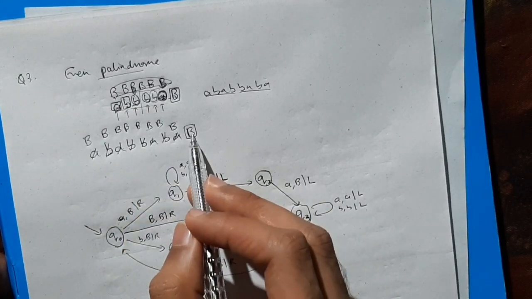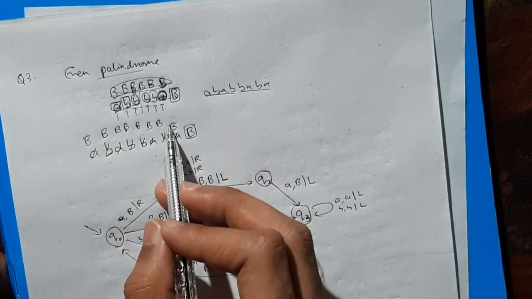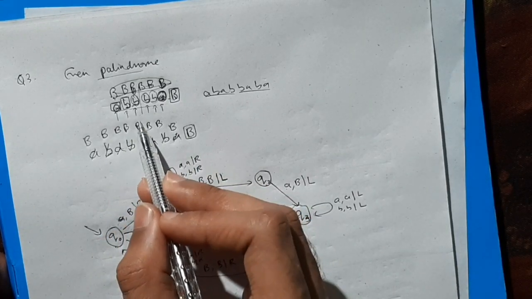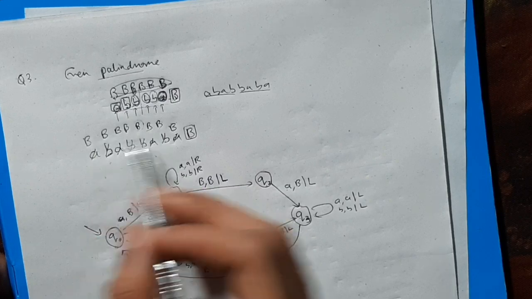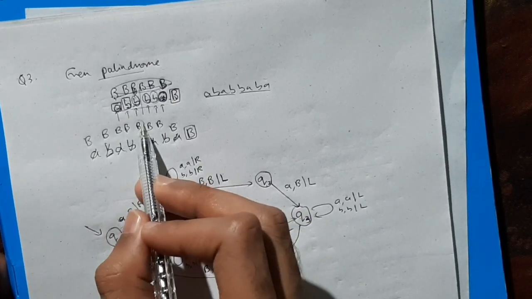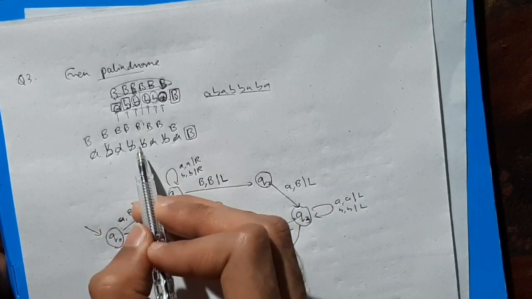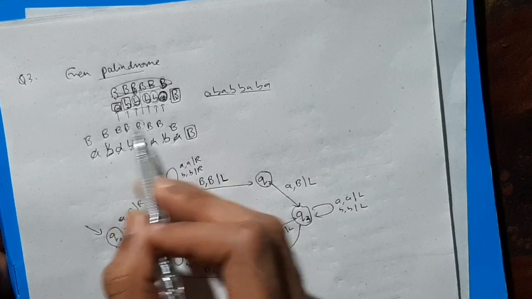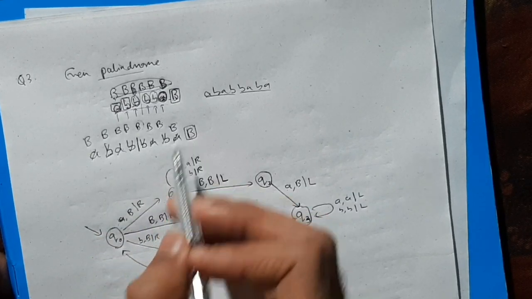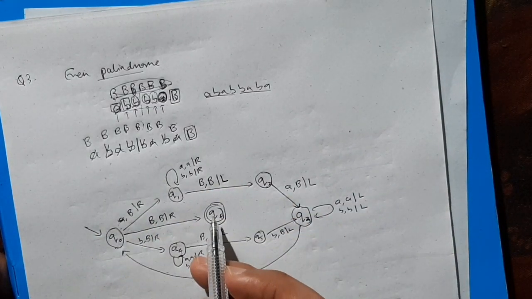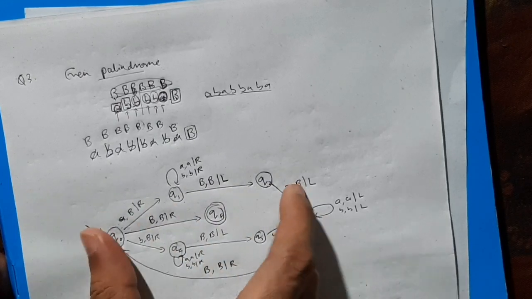We need not reach this blank space because all the blank spaces are equal, so at any blank space we can halt the machine. So I am sure if I get two blank spaces together, in the middle of the palindrome, that means the palindrome is over, right? So I can halt the machine from that state. Okay, so this is the transition diagram.